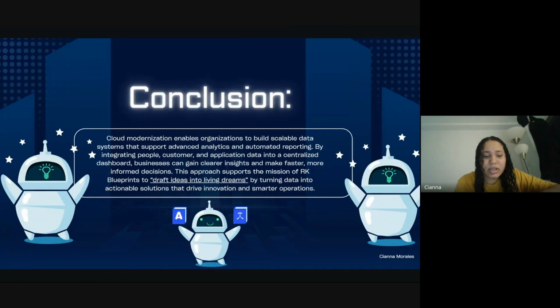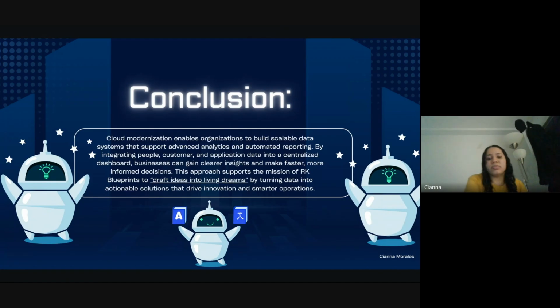In conclusion, cloud modernization enables organizations to build scalable data systems. It provides advanced analytics and automated reporting. It allows the data to be integrated. It allows proper customer and application data into a centralized dashboard, and businesses are able to have a clear insight and make more informed decisions without having their data scattered. This also supports the mission of RKB Blueprints, draft ideas into living dreams by turning data into accountable solutions that drive innovations and smarter operations.